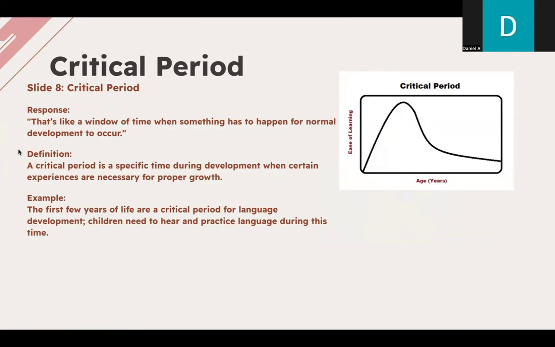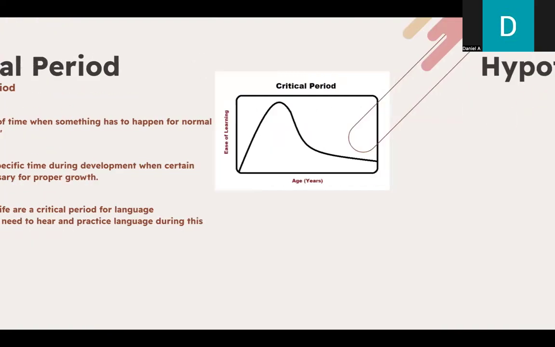The critical period is a specific time during development when certain experiences are necessary for proper growth. An example of this is the first 4 years of life, a critical period for language development. Children need to hear and practice language during this time. And to that, I say I agree. You know, as someone who had a little bit of, I don't get into that, that's a whole story, honestly.